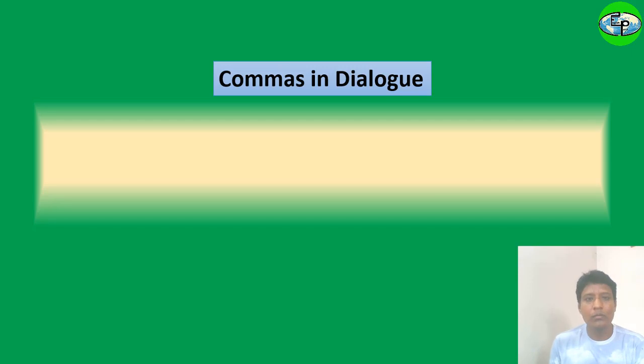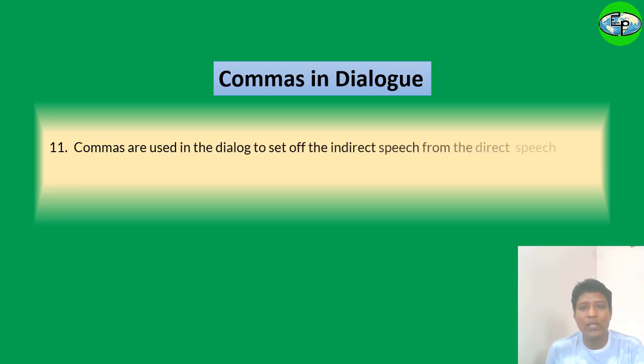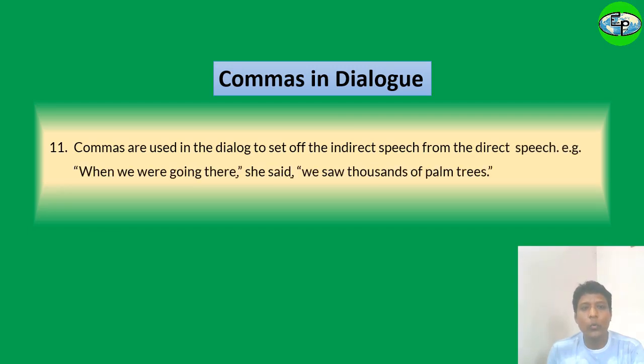Commas in dialogue. Number 11. Commas are used in dialogue to set off the indirect speech from the direct speech. Inside quotation, "When we were going there," end of quotation, she said, again quotation, "we saw thousands of palm trees," end of quotation.